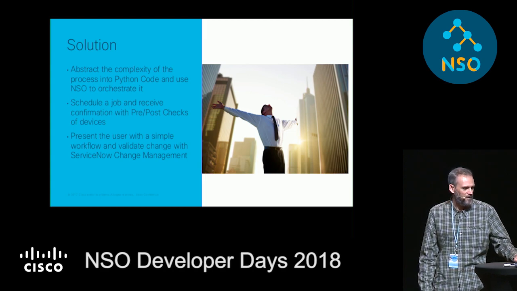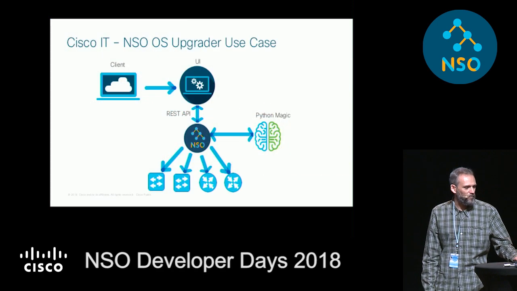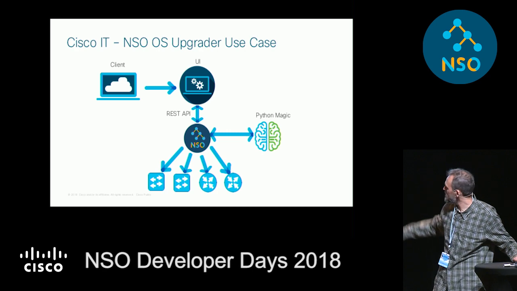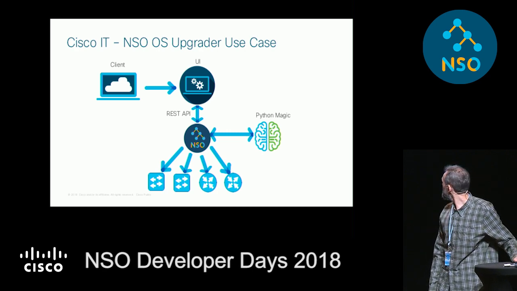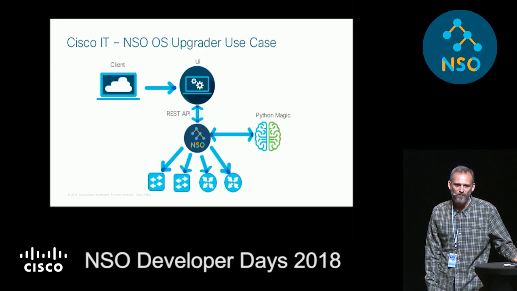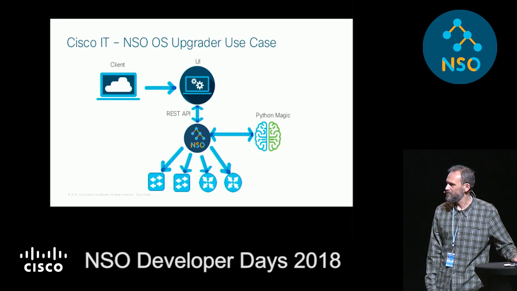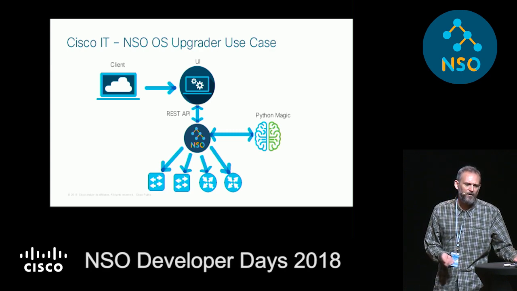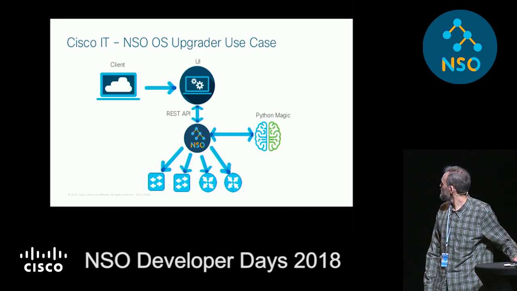So I can show you. This is the workflow, basically. So the client is no longer touching those devices individually. That's NSO that's going to be doing that. So they're just going to be using the UI, and that's going to be doing the REST calls to get the status of the reports and the instances for those individual devices. And again, the complexity of how you're actually doing the checks is done via the Python side.